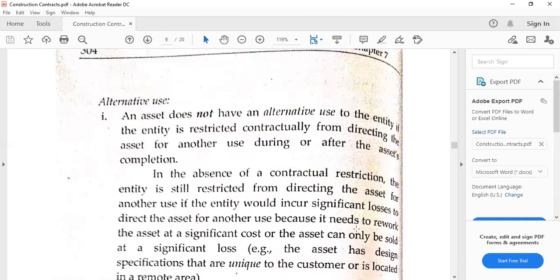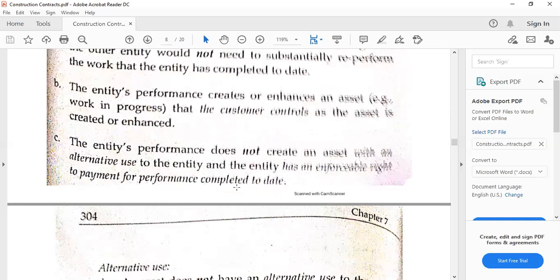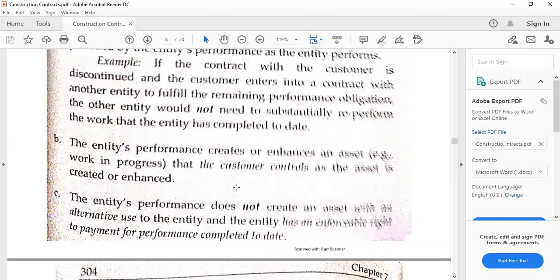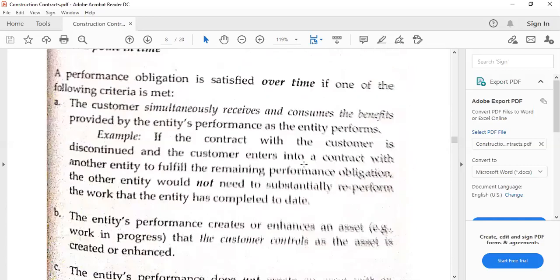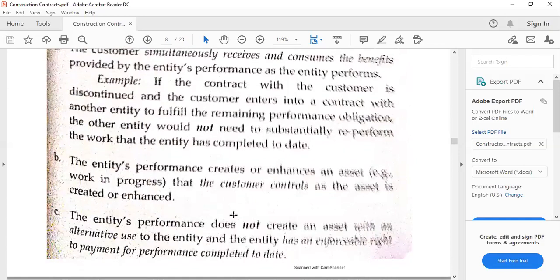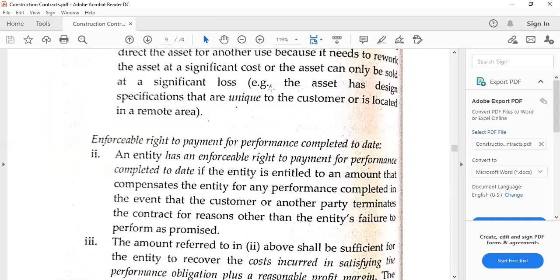So alternative use, for example, if an asset can be used in another situation, and then the entity, the construction company, has an enforceable right to payment for performance completed to date. So in that case, there's clearly a separate asset that is produced out of the process. Therefore, it is not going to be over time. It is at a point in time. That's the point of alternative use.